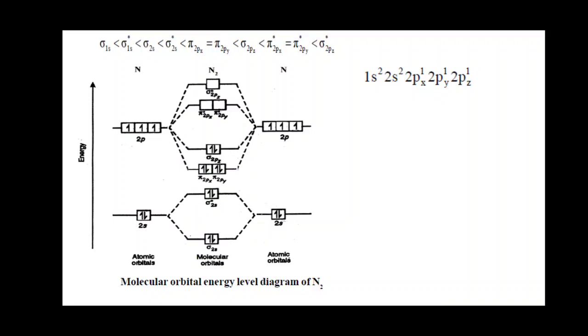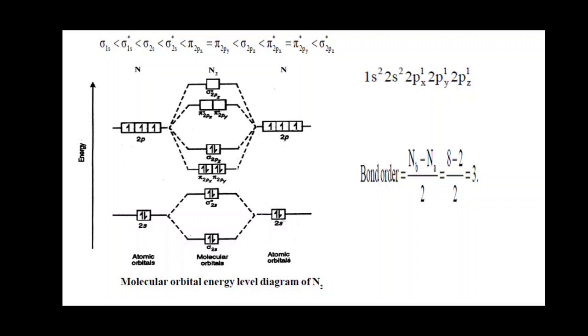Let us see the bond order of the nitrogen molecule. Bond order means the number of bonds between the two nitrogen atoms. One formula we have used: Nb minus Na by 2. Nb means the number of electrons in the bonding molecular orbital minus the number of electrons present in the antibonding molecular orbital.